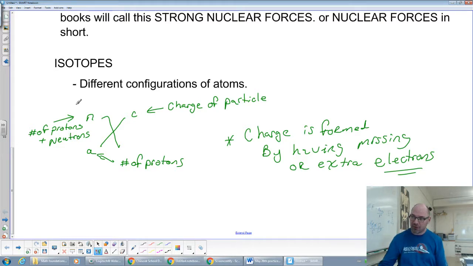Okay, so this is usually called atomic number, and this is usually called atomic mass. The atomic mass is the number of protons and neutrons together, and the atomic number is the number of protons.